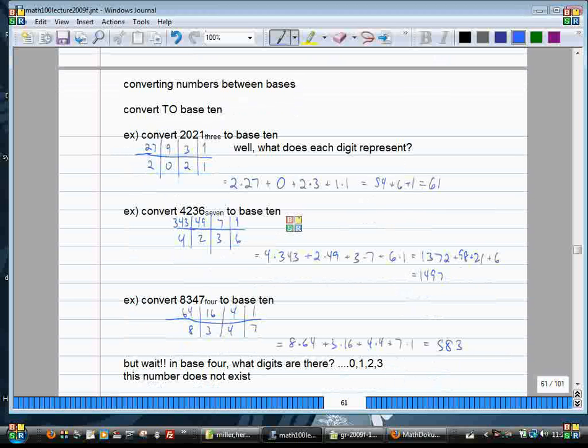What digits do we have in base 4? 0, 1, 2, 3, and that's it. This number doesn't exist. So look, you guys should be happy because you did the procedure in exactly the right way. So that's good. But you didn't realize that this number does not exist in base 4.